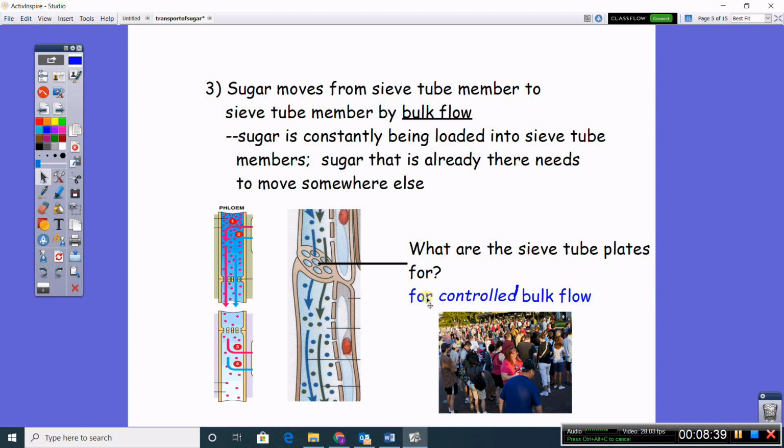So what are the sieve tube plates for? Those are for controlled bulk flow. It's just so we don't have this big plop of sugar just go bloop all the way into the bottom there. So the pressure flow kind of has to do with this idea that as more water comes in here, that's going to increase the pressure in this cell, and so it's going to want to go to the next cell to relieve some of that pressure.